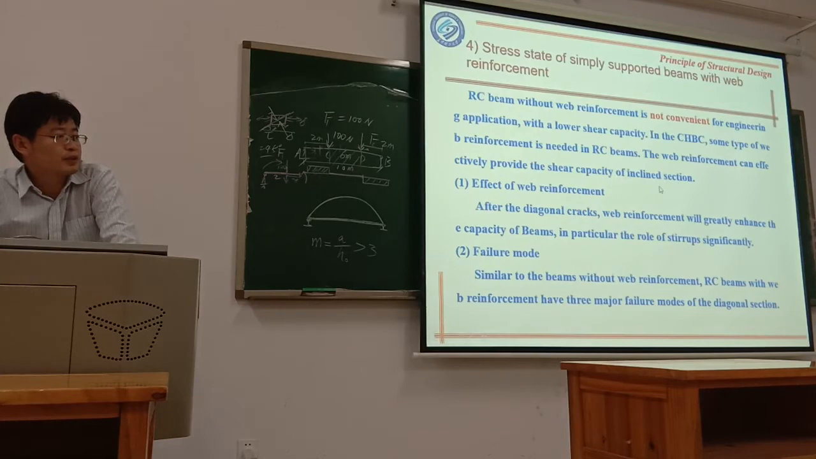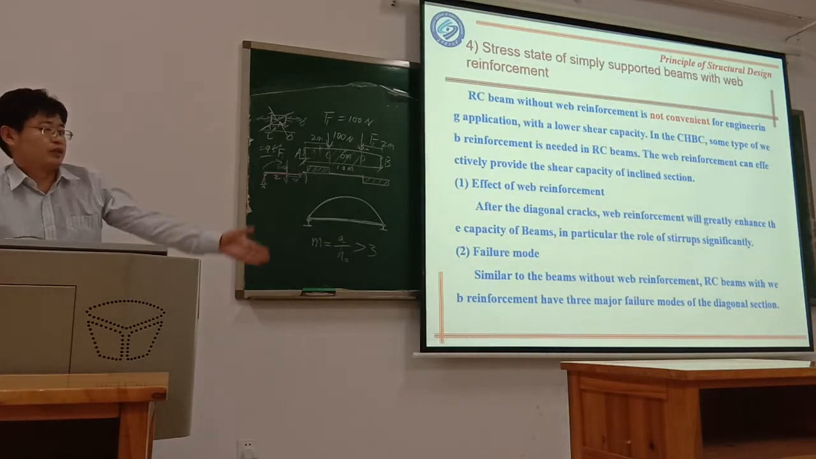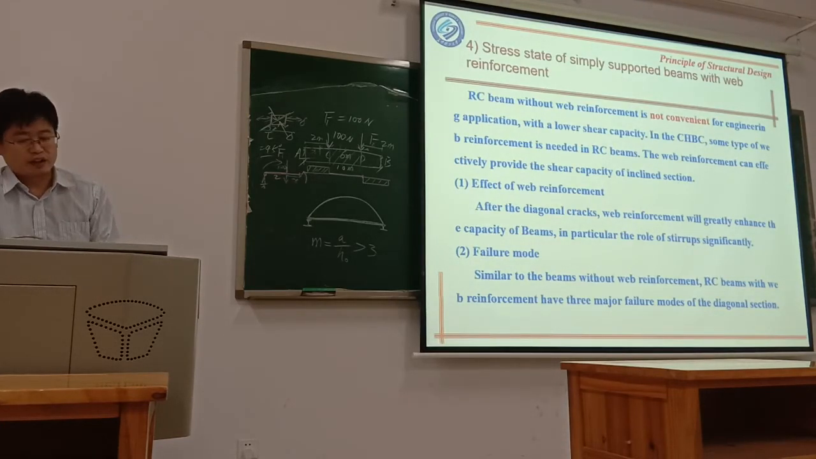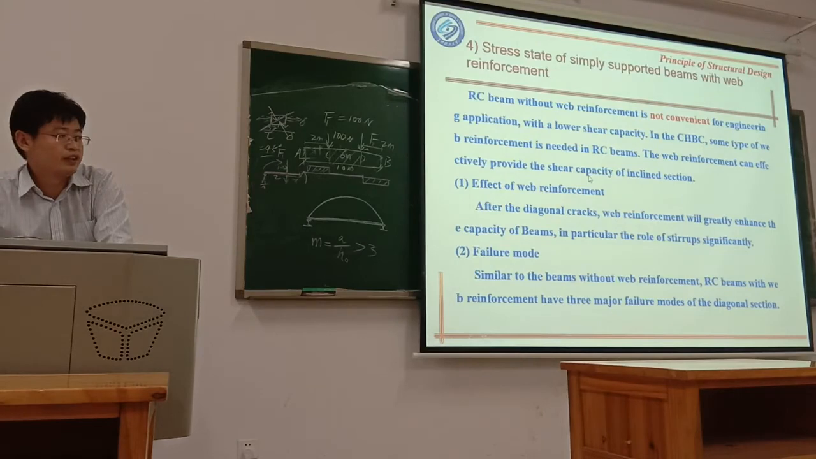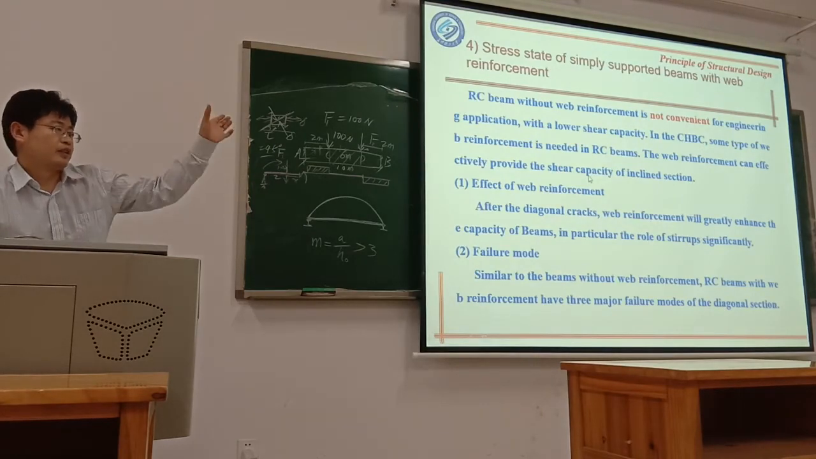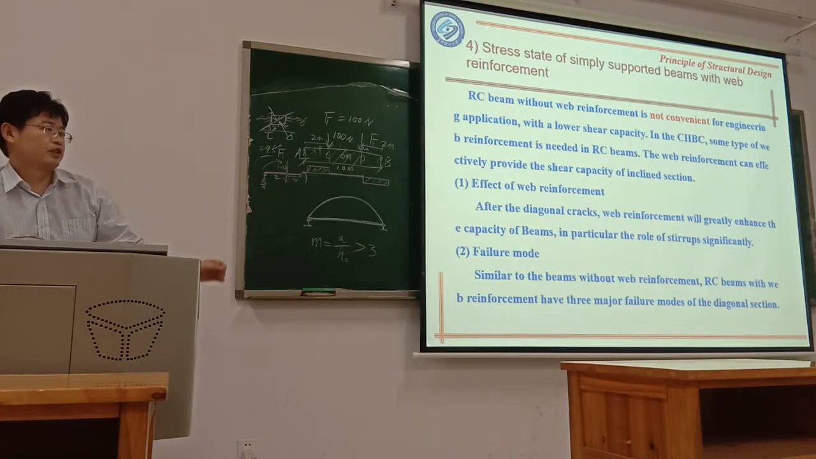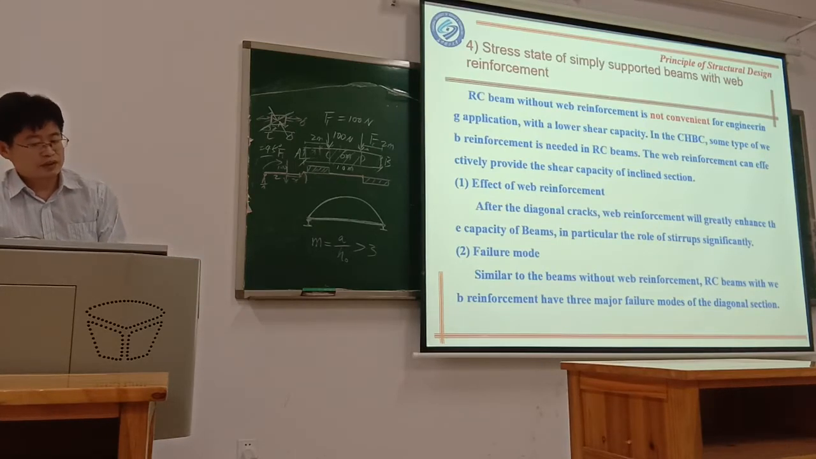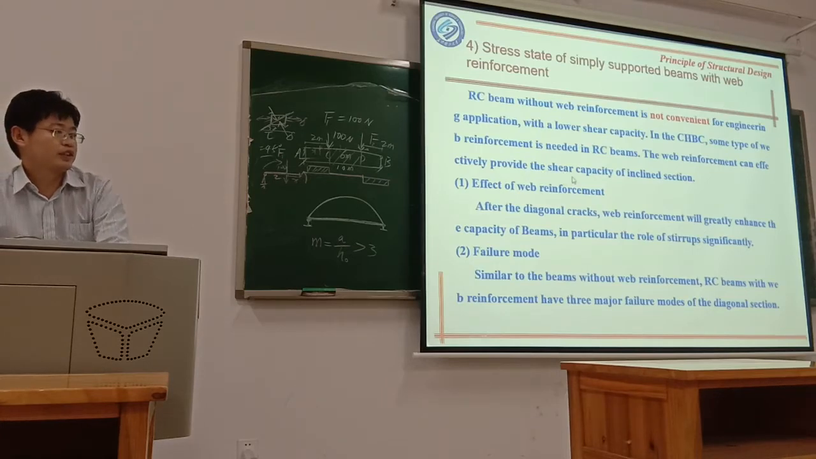Because in chapter 3, we just began the normal section or vertical section. Chapter 4, we mainly talk about this inclined section. And here is the shear capacity. In chapter 3, the T-shape or the rectangular shape, we are talking about the bending moment, the loading capacity. Chapter 4, we're talking about the shear capacity, resist the shear force.